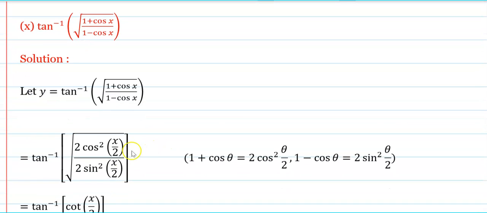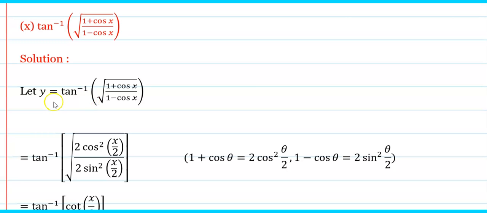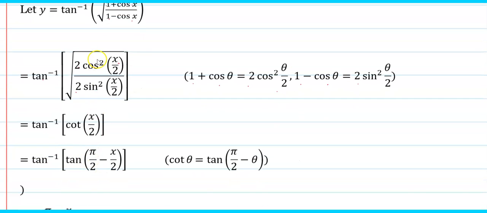Now the next problem. y is equal to tan inverse of root of 1 plus cos x upon 1 minus cos x. Again, using the formula 1 plus cos theta is equal to 2 cos square theta by 2, and 1 minus cos theta is equal to 2 sin square theta by 2. Tan inverse of, in bracket, root of 2 cos square theta by 2 upon 2 sin square theta by 2. The 2 gets cancelled, cos square theta by 2 upon sin square theta by 2, you will get cot square theta by 2, or here it is x by 2.